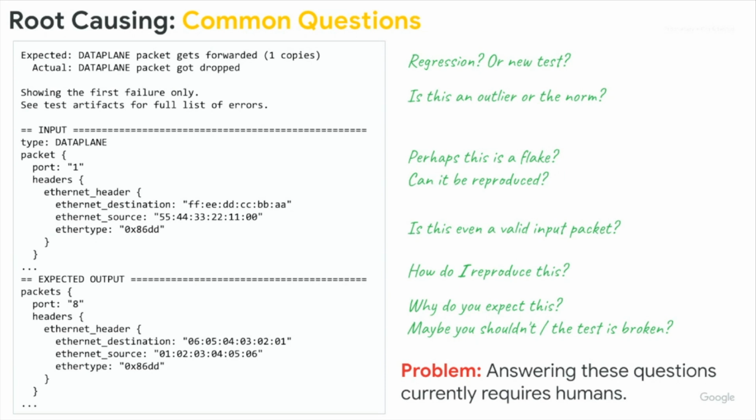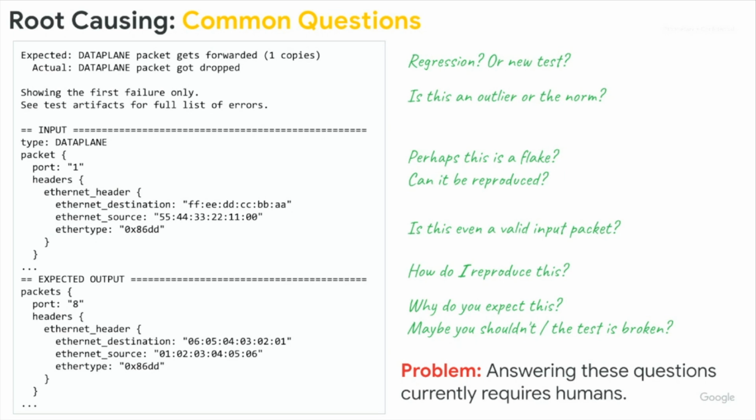One of the most important things you ask first is, is this a regression? Like, do I know that something that I did in the last 10 days made this fail, or is this a totally new test? That turned out to sometimes be surprisingly hard to answer in earlier iterations of this tool. Is this an outlier, or is this normal? Is this a flake? Can I reproduce this? Is it even a valid input packet for some, to everyone, unknown definition of valid? How do I specifically reproduce this? And why do we, the P4 team, expect this particular packet? I think this packet should definitely be dropped.